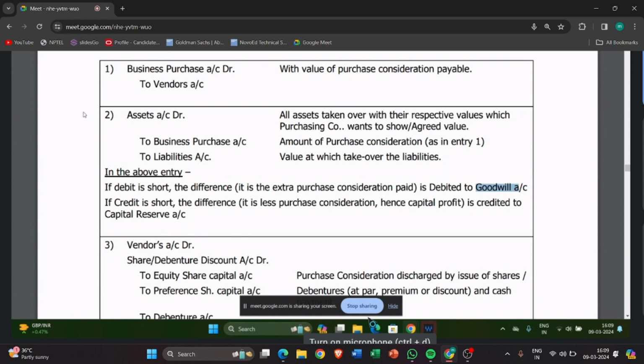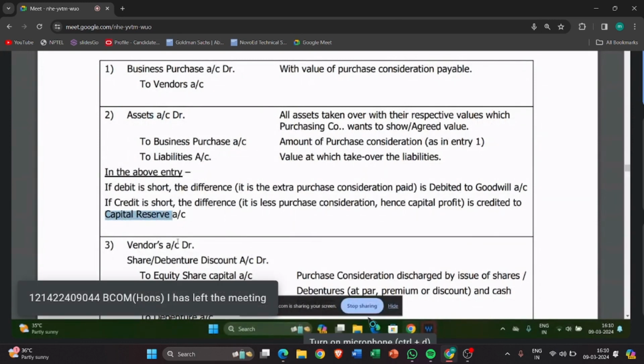Simply what you have to do, write this entry and see where the difference is coming. If it is in the debit, write it as goodwill. If it is in the credit, write it as capital reserve. When will you get it in the credit? When your assets are greater. The value of the assets that I took over is greater than the amount of purchase consideration paid. So I took over assets worth 10 lakhs, but I paid only 8 lakhs. Why? Because the company was not doing well. So I took it over and I have earned a profit. Because I got a profit on amalgamation, I will transfer it to capital reserve.